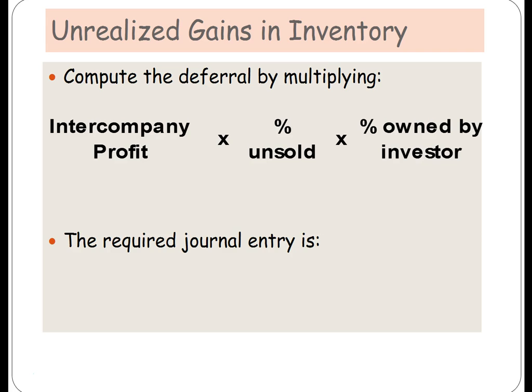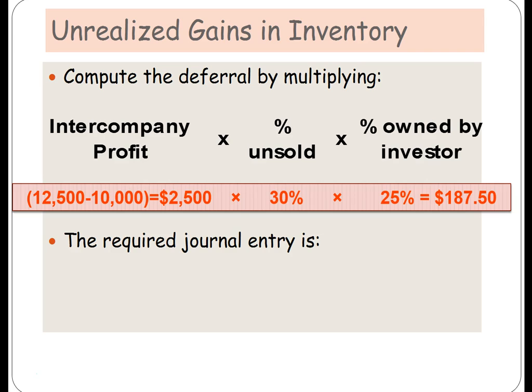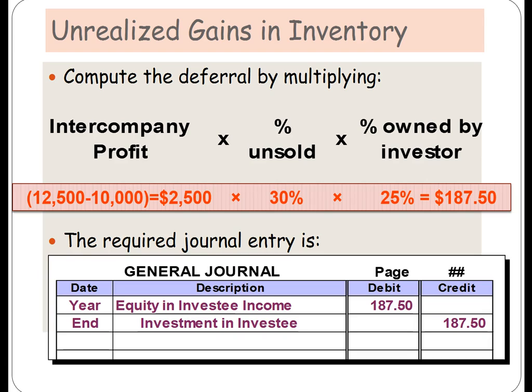This is always the formula that you use. It's going to be the intercompany profit times the percentage unsold times the percentage of ownership. So it would be 2,500 in our example times 30%, which is unsold, which is 60 over 200, times 25% ownership, which means $187.50, and this was what our journal entry would look like. And in this journal entry, what we're going to do is reduce investee income and reduce the investment account.